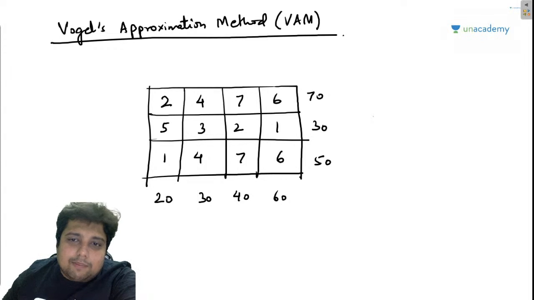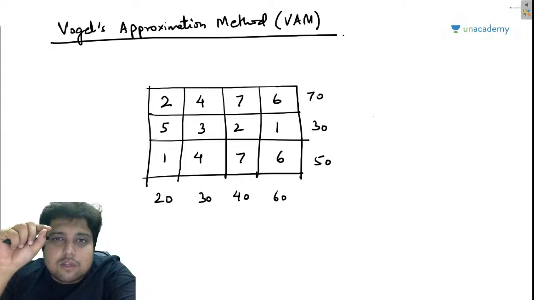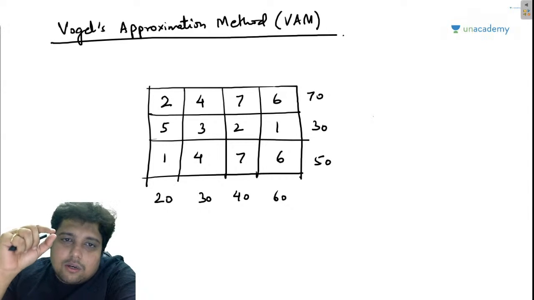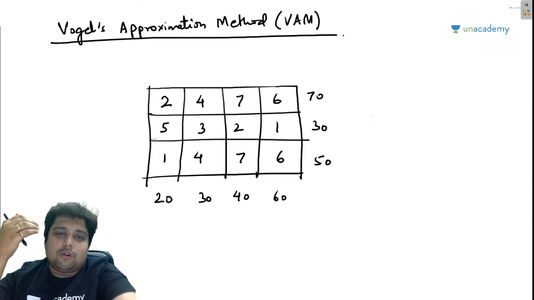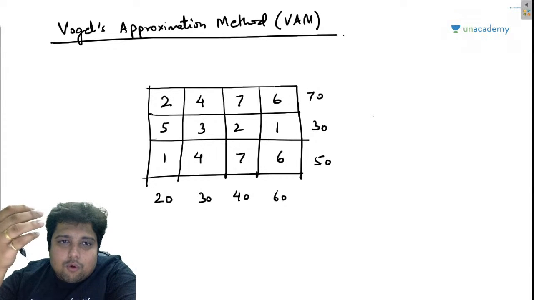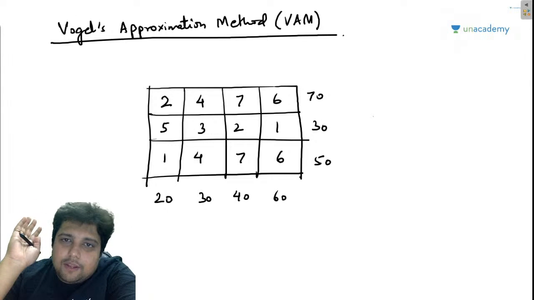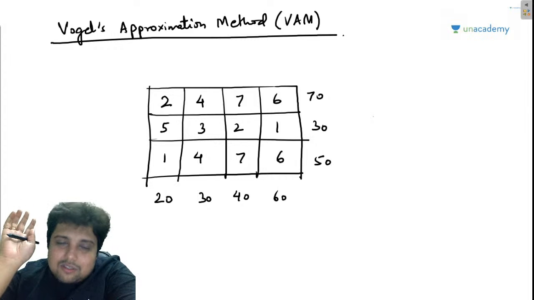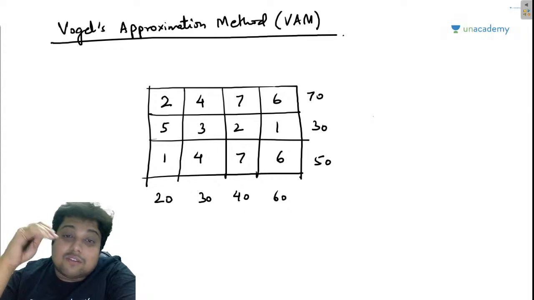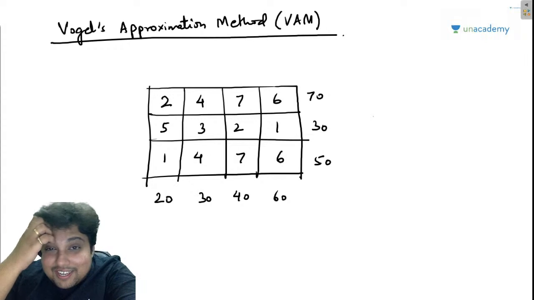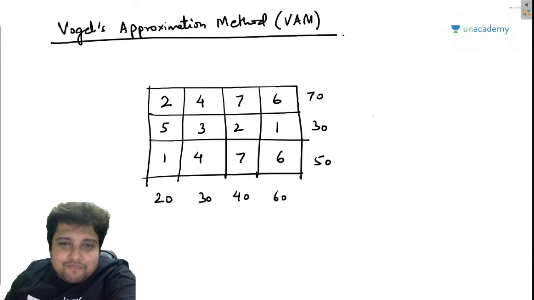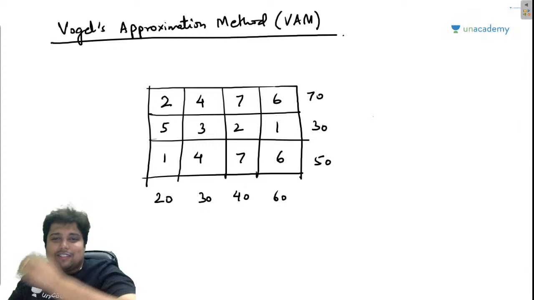So what does the Vogel approximation method say? Guys, watch this session properly. Whatever I am going to explain in this VAM method, please listen to it very, very carefully, because if you do not pay 100% attention, I will have to explain this once again, and that would be a big issue for me. So please focus. 2 4 7 6, 5 3 2 1, 1 4 7 6.